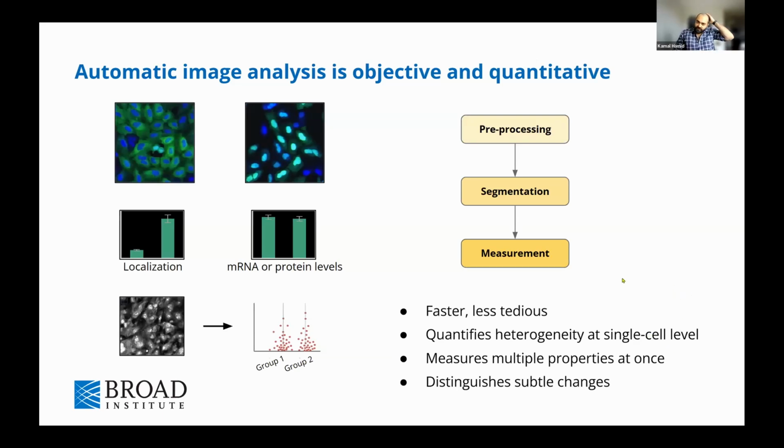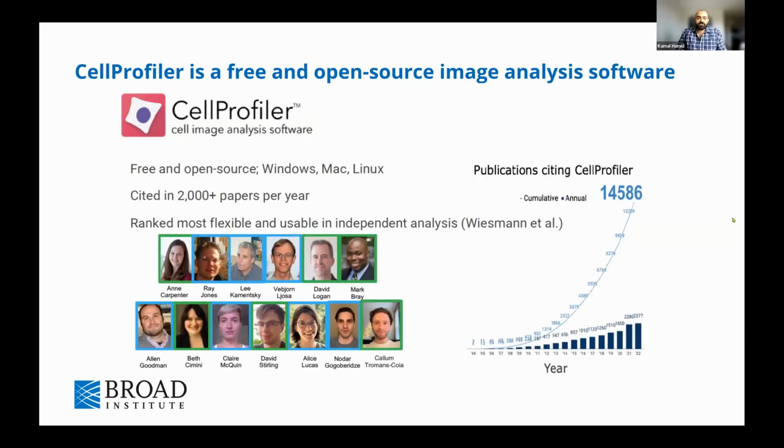So now we have this great approach. We have the computational pipelines to analyze images. And the question is, well, how do we build these pipelines? We need certain tools to do that. And here enters the stage CellProfiler, which is a free and open source image analysis software.